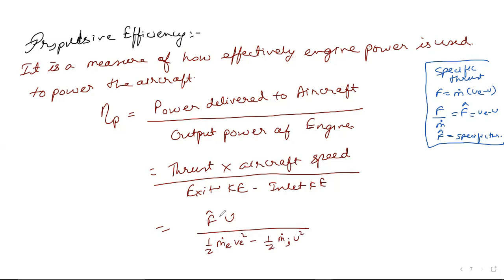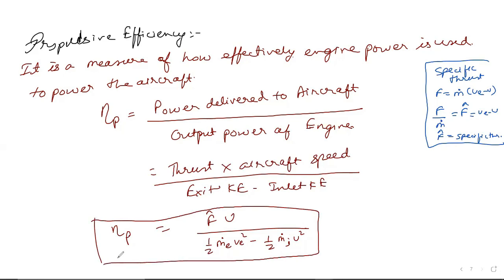And if we talk about aircraft speed, then only U. Assuming that there is no back pressure, so pressure thrust is 0, we can maintain this formula. That's basically known as eta P. This is propulsive efficiency.